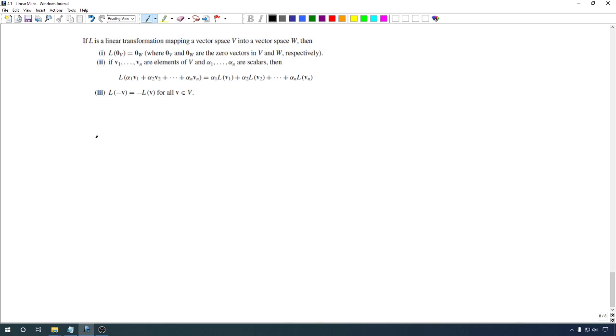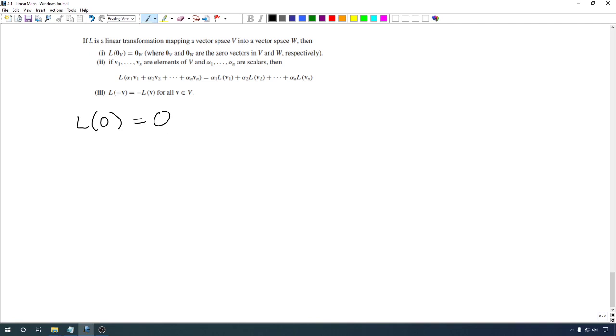Now I want to leave off with just going through a couple of results. So these are fairly basic results. They're not too hard to show. In fact, I'll probably show 1 and 3 at least. But if we have a linear transformation from a vector space V to a vector space W, then these facts always hold. So first one is that if we plug in 0, we always get 0 out.